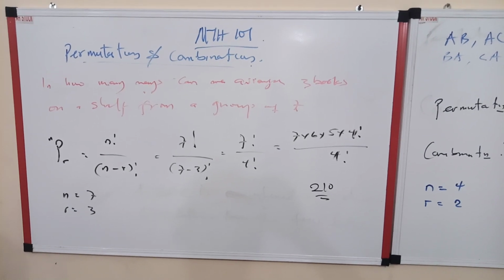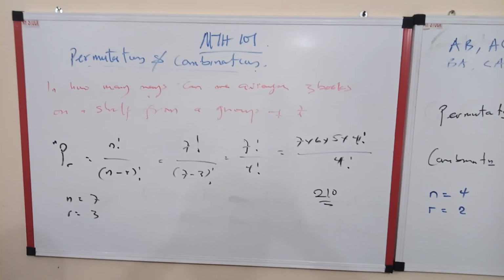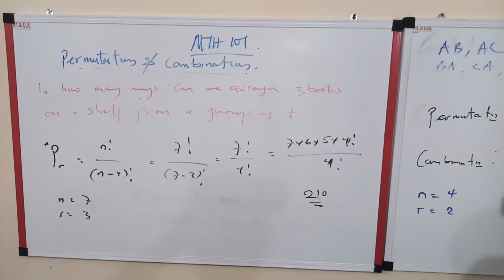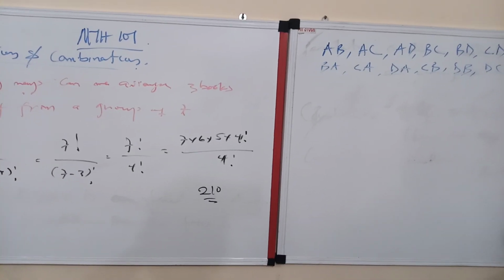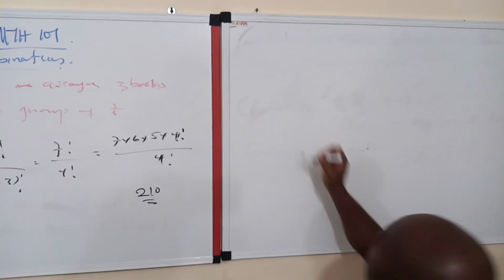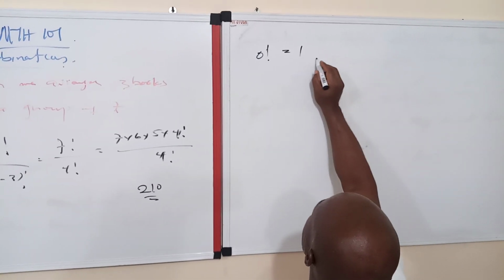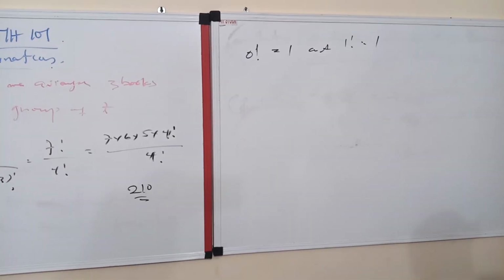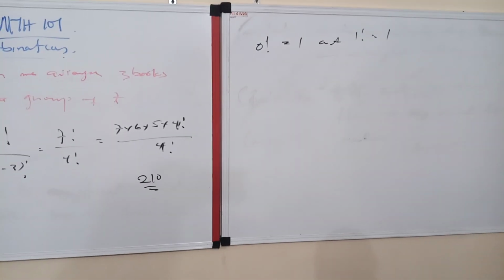Now let's consider another example. Before I do that, let me introduce something. Note that 0 factorial is equal to 1. And also, 1 factorial is also equal to 1. So now let's consider another example quickly.